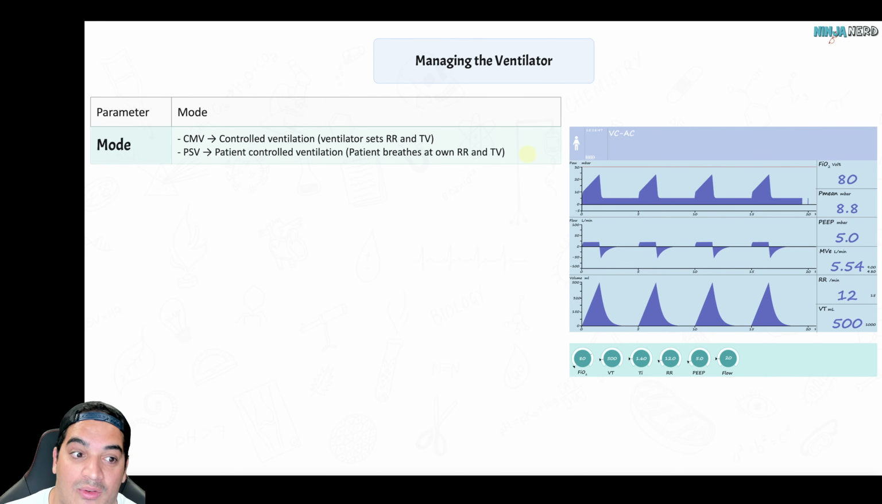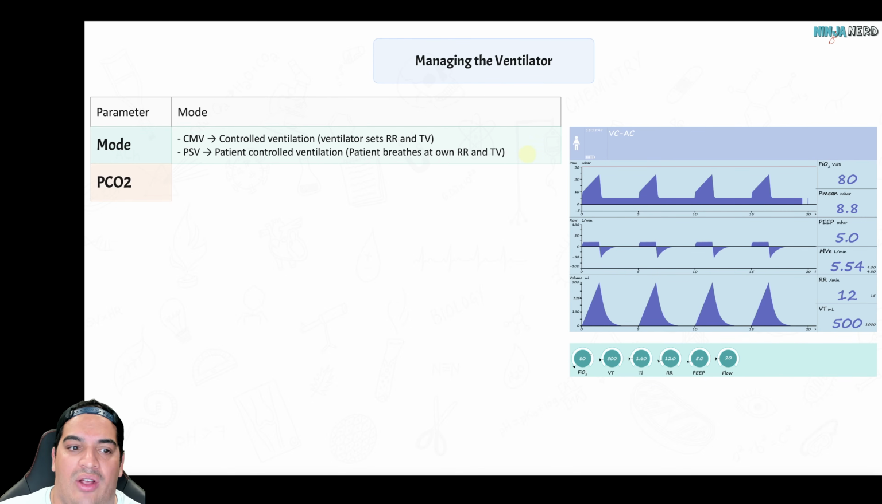In the other scenario, if a patient is taking spontaneous breaths, we should let them breathe on their own. Don't let them be dependent upon the ventilator. And so this is usually what we call PSV. So it's called pressure support or patient-controlled ventilation, where you can actually allow for the patient to breathe at their own respiratory rate and their own tidal volume. All you do is you set the PEEP and the FiO2. That leads to the next step.